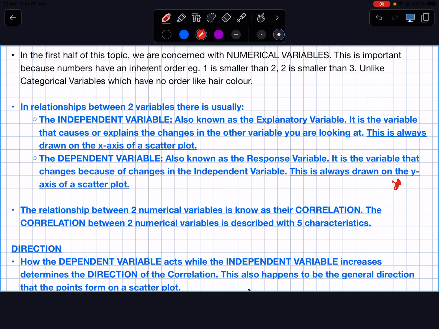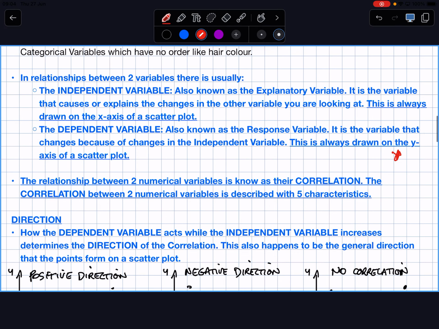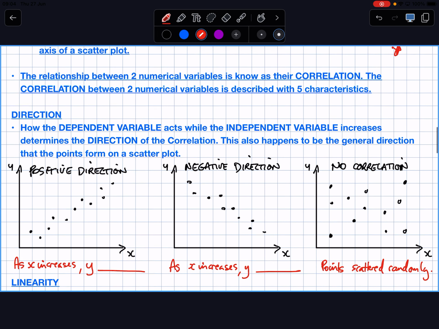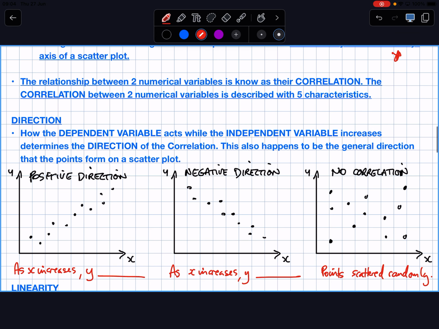If you're a little behind on the note taking, that's fine. I'll leave that up. The relationship between two numerical variables is known as their correlation. If you're doing psychology this year, you may be discussing the term correlation. Correlation between two numerical variables is described with 5 main characteristics. They're kind of self-explanatory, but I'm never going to just tell you to read the book. I want to teach it to you myself.